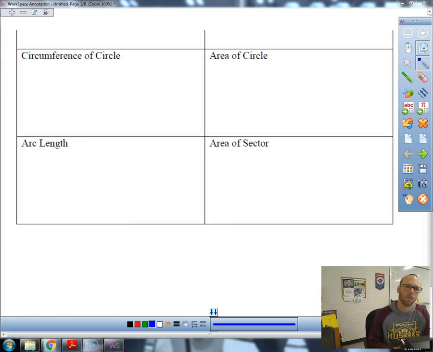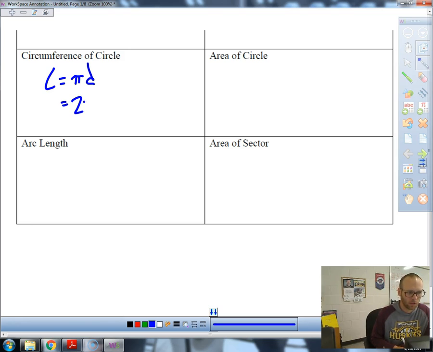on the circumference of a circle. The circumference of a circle we know to be pi times diameter, or 2 pi r. What is the area formula for a circle? A equals pi r squared. Now, in this video, I'm not going to get into why that's the area formula for a circle. We're going to do that at a different time. But here's our area formula, pi r squared.